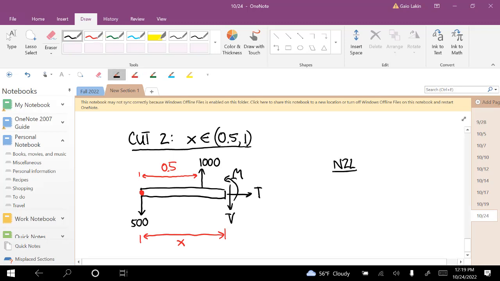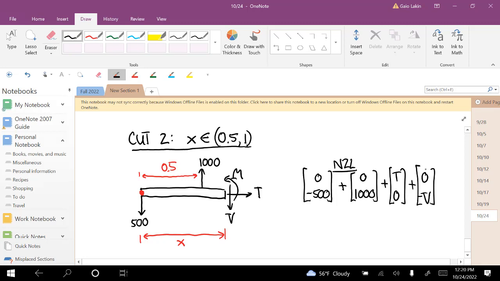Okay, so Newton's second law says 0, negative 500, plus 0, positive 1,000, plus T, 0, plus 0, negative V is equal to zeros. So T is 0. V is positive 500. Remember, it was negative 500 on the first part. Now it's positive 500.